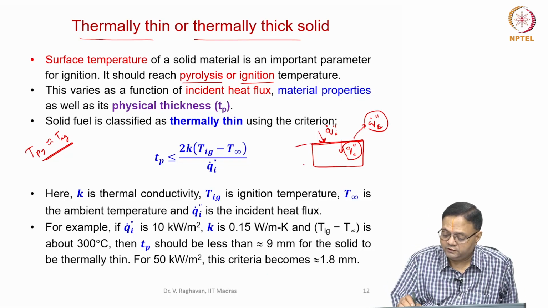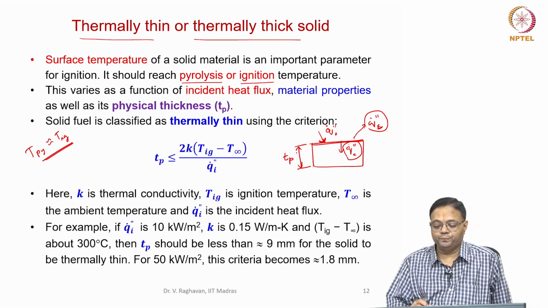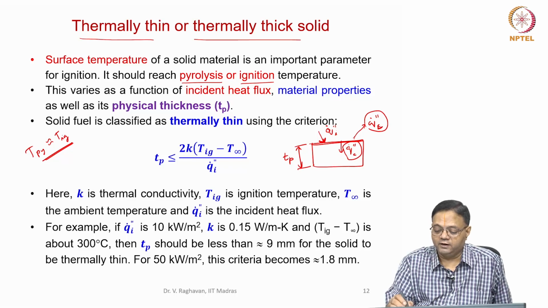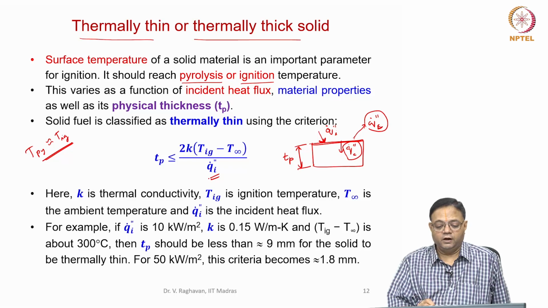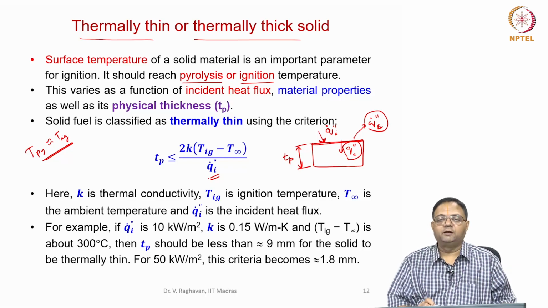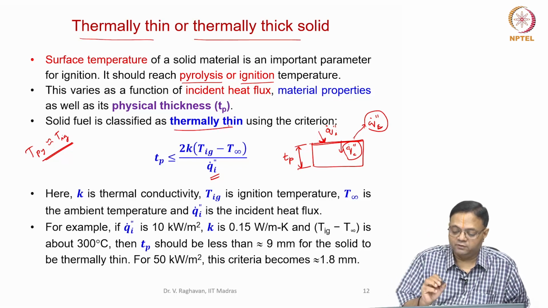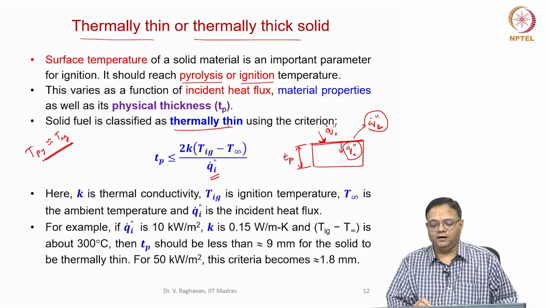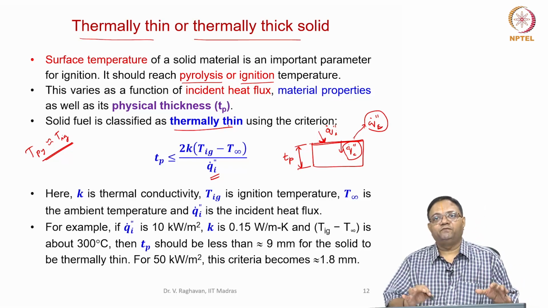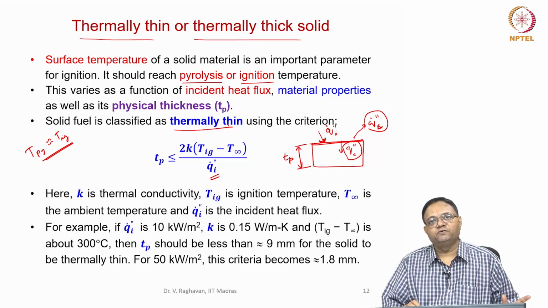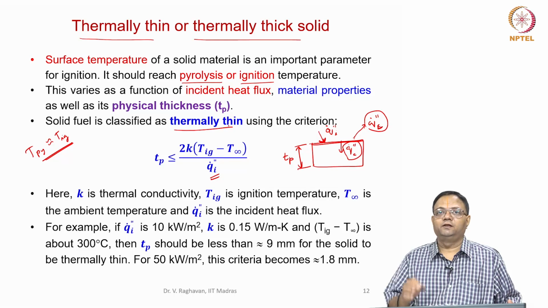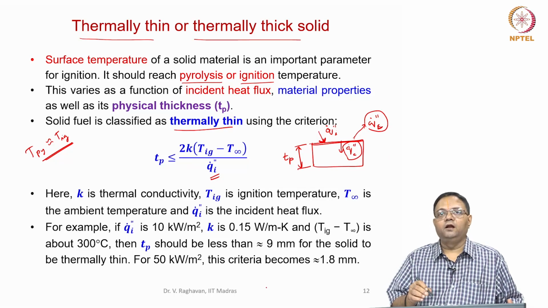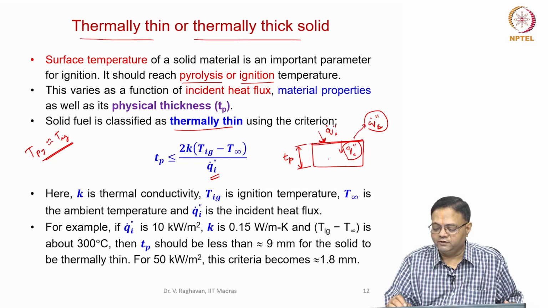Now, let the physical thickness of this material be Tp, and there is an incident heat flux, q double dot I. Now, I can classify the material as thermally thin. Please understand that thermally thin is different than physically thin. The object may be physically thin, say a 2 mm sheet, but it need not be thermally thin. That means I still need to solve the heat transfer within the solid.